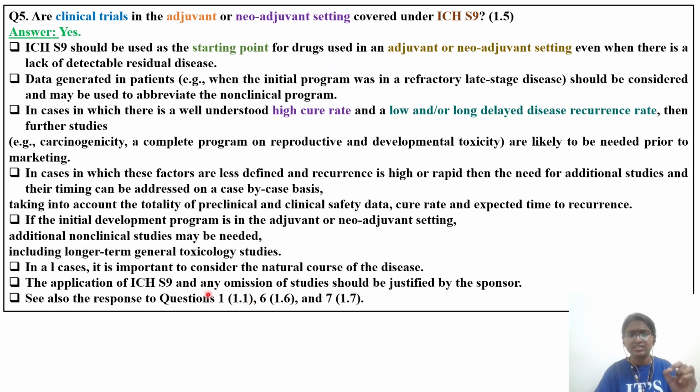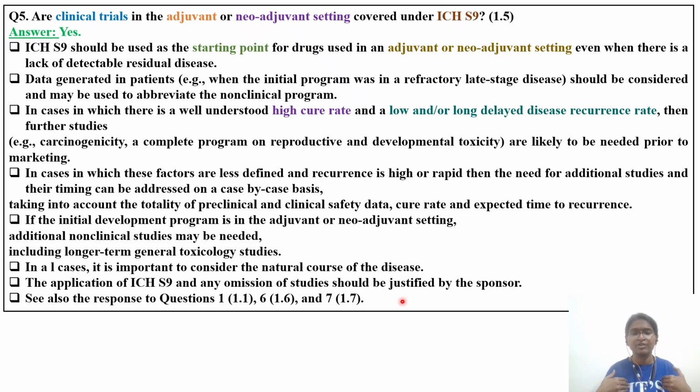In the application of this ICH S9, any omission of a study should be justified by the sponsor. If I am a sponsor and I am developing a new drug, and the nature of that particular anti-cancer drug is neoadjuvant or adjuvant, then case by case, if I am omitting, for example, a fertility study, or an immunotoxicity study or certain other toxicology study, then I have to justify why I have not done this particular study.